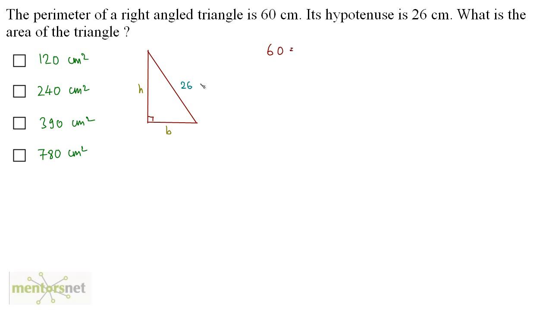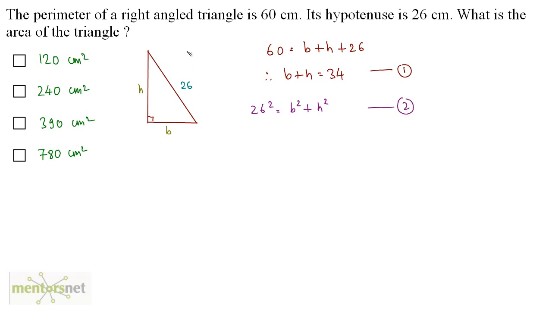So I can write 60 is equals to base plus height plus 26. So B plus H plus 26. So therefore B plus H is equals to 60 minus 26, and that is 34. Let that be equation 1. Now using Pythagoras theorem, which says that hypotenuse square is equals to height square plus base square, I can write 26 square is equals to B square plus H square. Let that be equation 2.